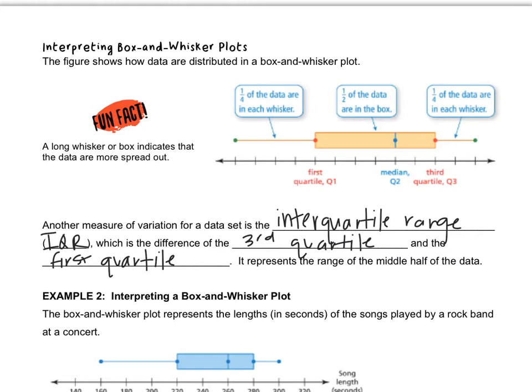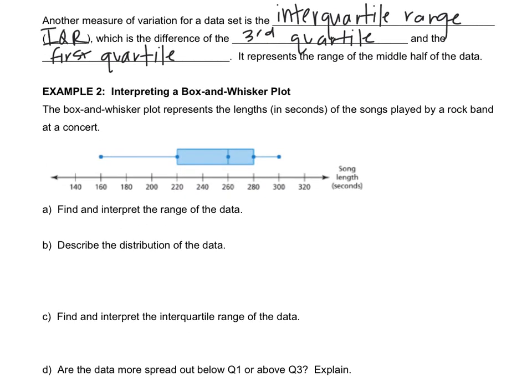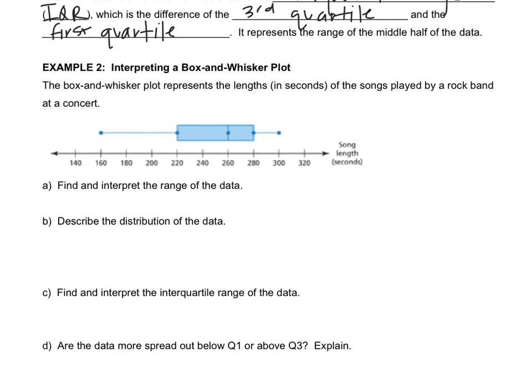Next thing we have to do is to interpret or answer some questions given a box and whisker plot. So we've got this box and whisker plot, and it represents the lengths of songs played by a band at a concert. So the shortest song is 160 seconds. That's a little over 2 minutes. The largest one is 300. That's a 5-minute song. It says to find and interpret the range.